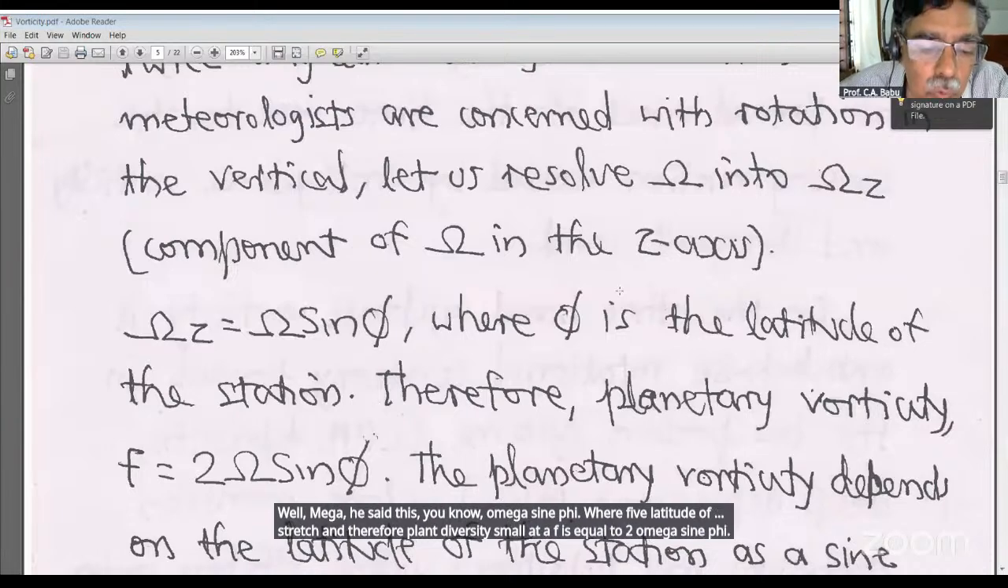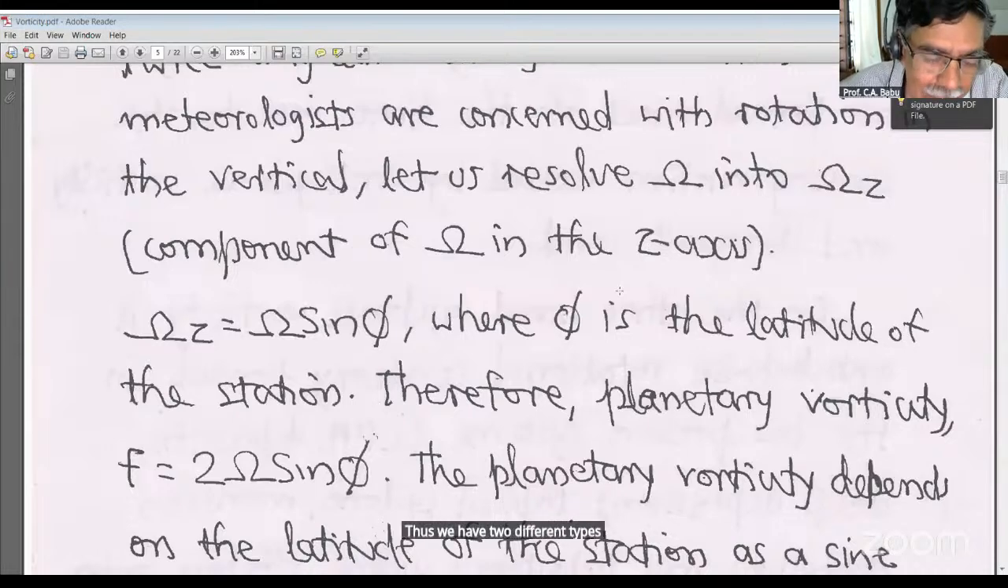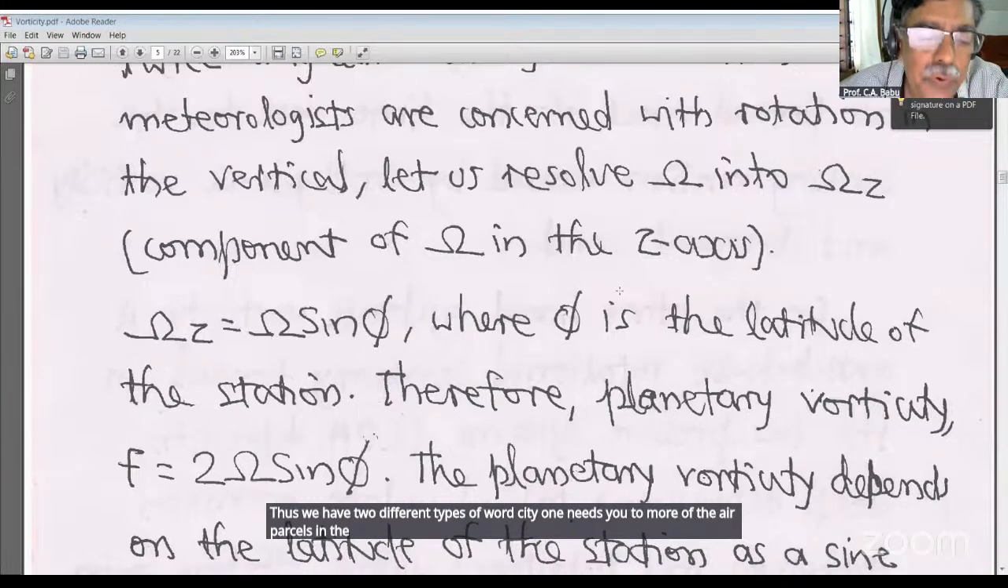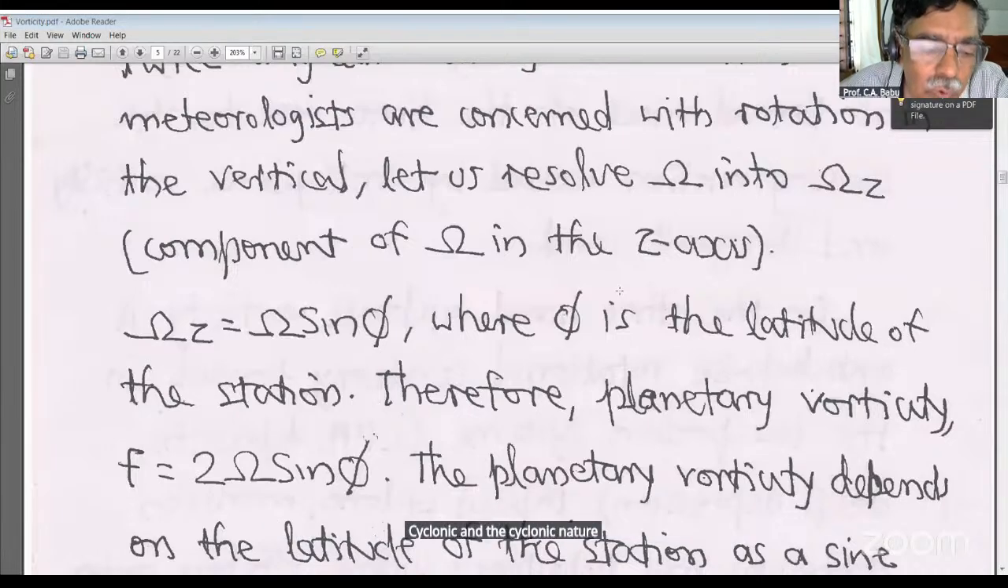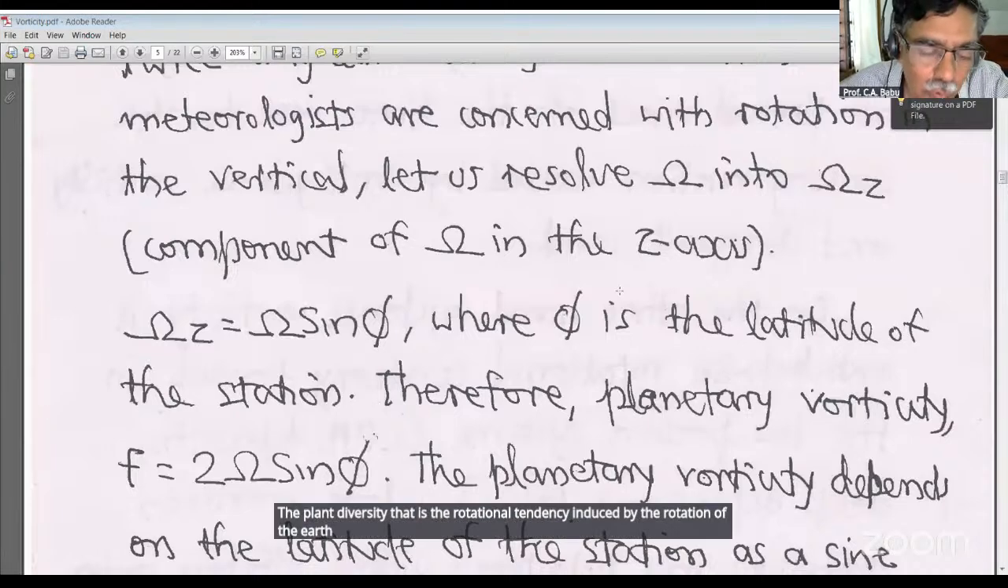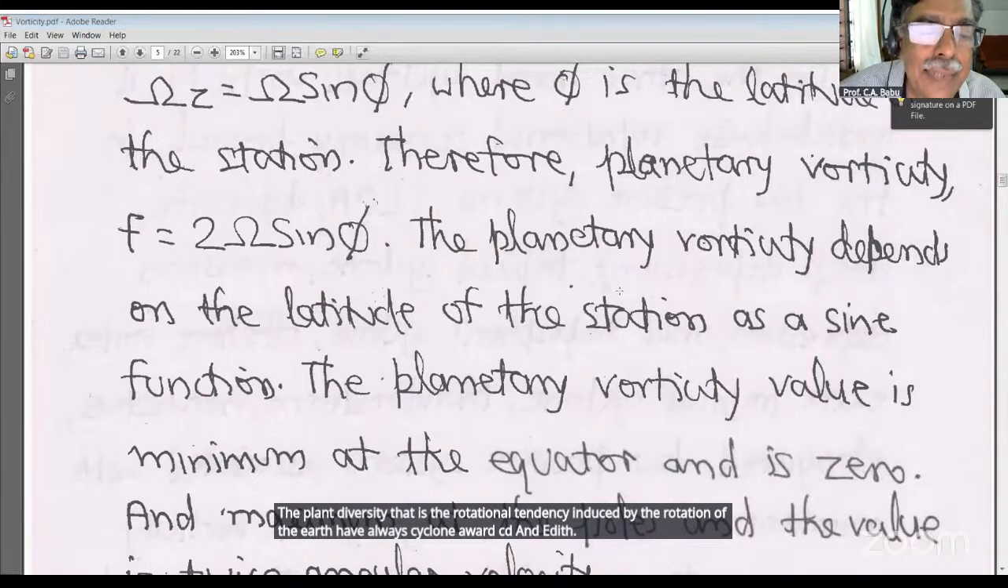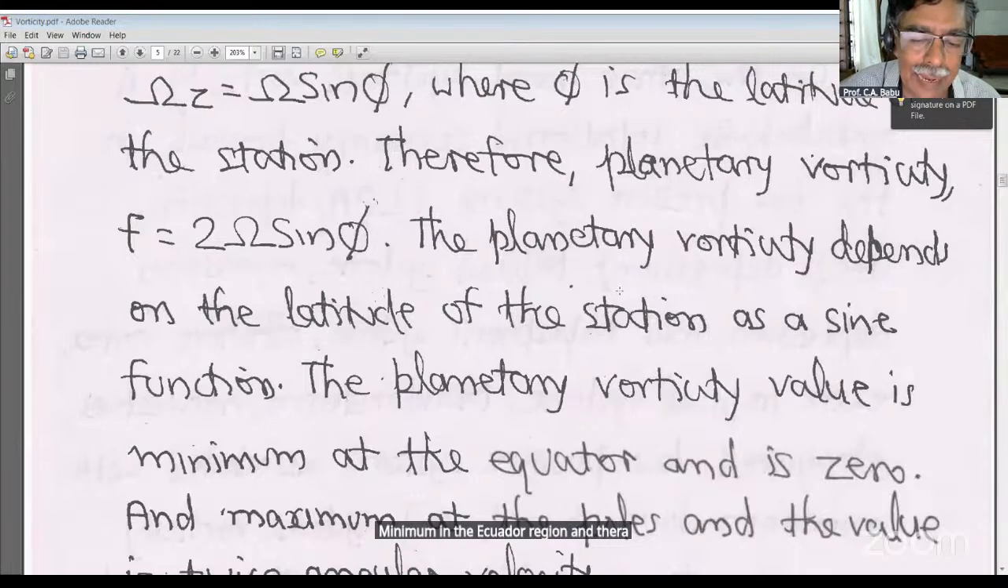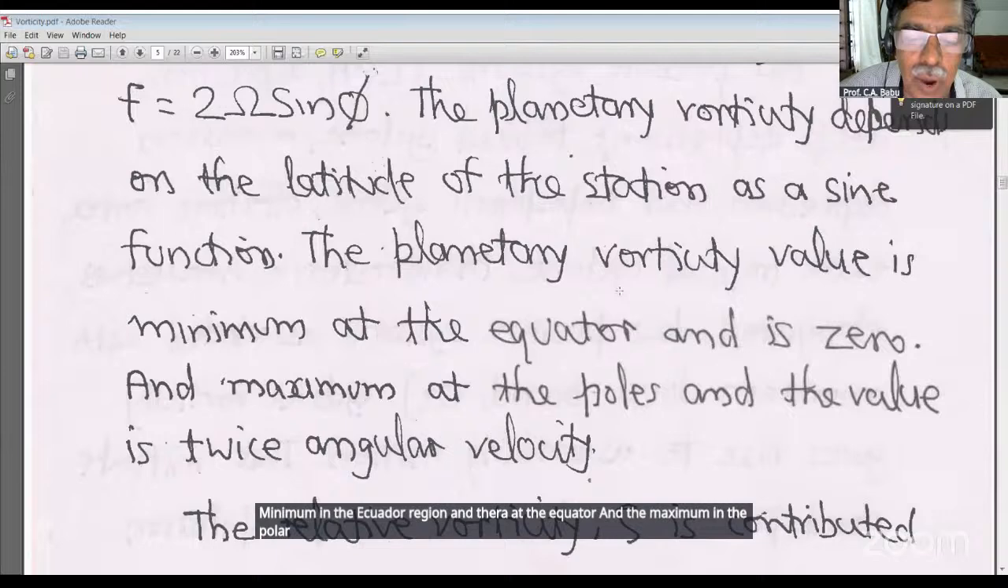Thus, we have two different types of vorticity. One is due to motion of the air parcels in the atmosphere, or due to relative motion, and is known as relative vorticity. The relative vorticity can have cyclonic and anticyclonic nature according to its nature of rotation. On the other hand, the planetary vorticity, that is the rotational tendency induced by the rotation of the Earth, is always cyclonic, and it is zero at the equator and maximum in the polar region, where the maximum value at the poles is twice the angular velocity of rotation of the Earth, that is 2 omega.